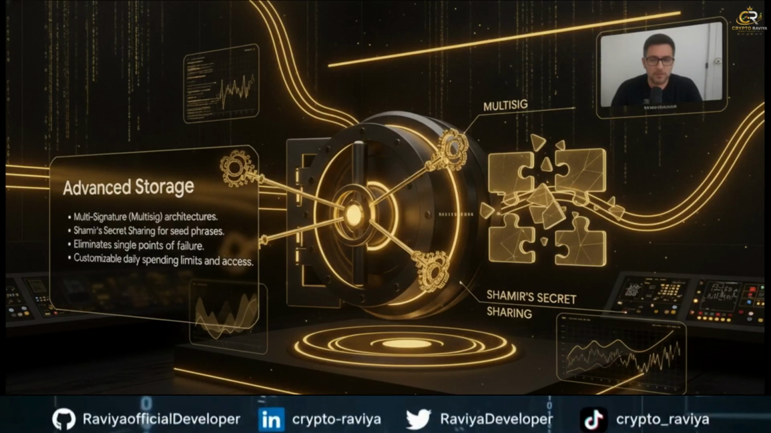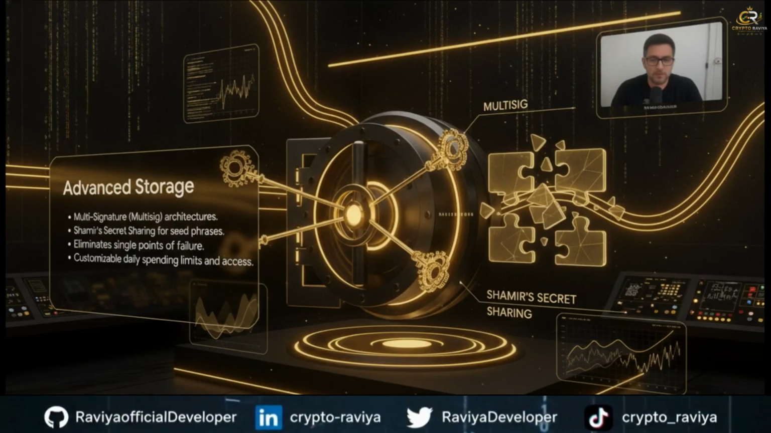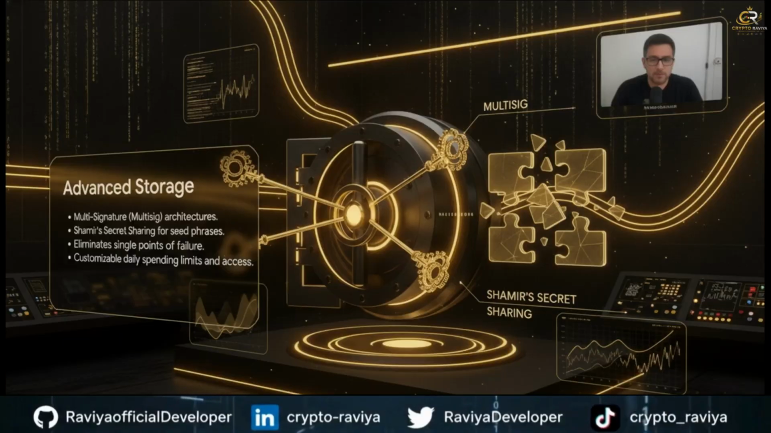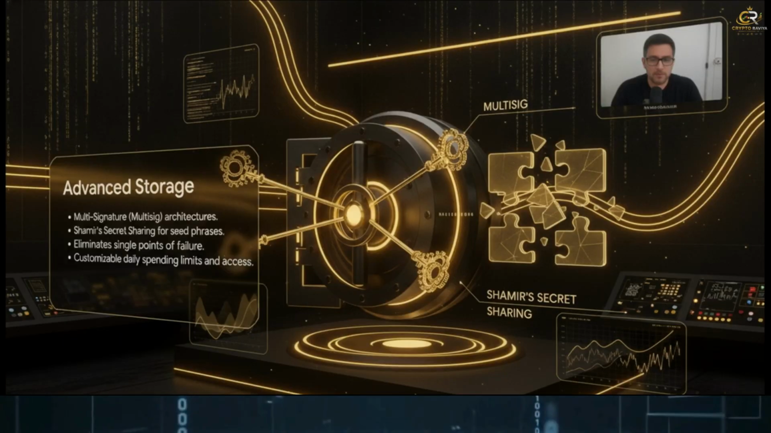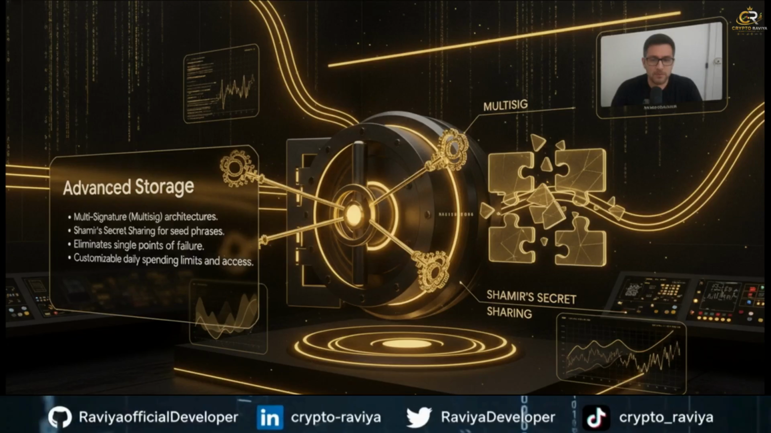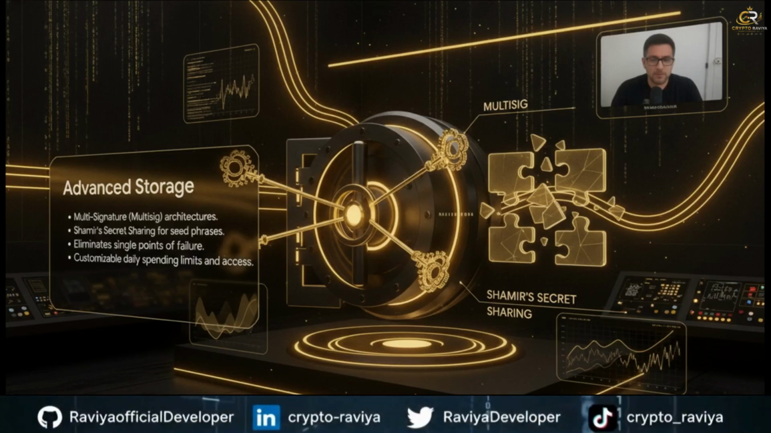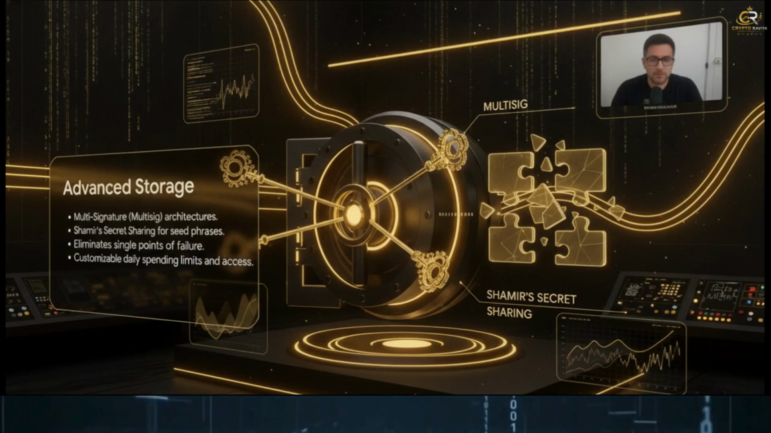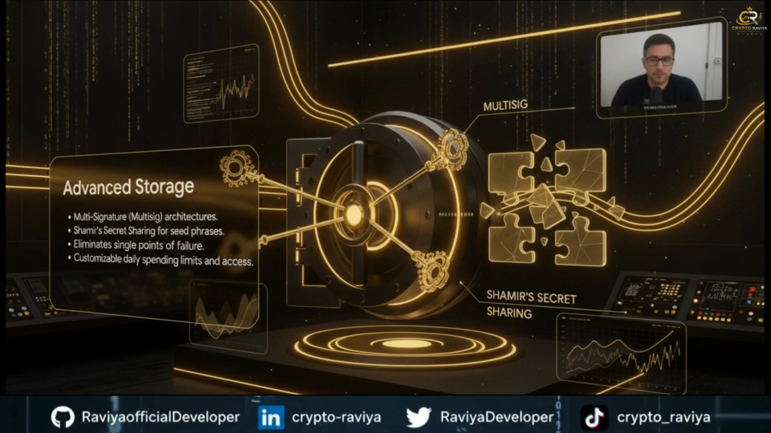On top of that, standards like SLIP039 let us use Shamir's secret sharing to cryptographically split a master seed phrase into multiple shares. When we combine these tools, we eliminate single points of failure entirely. We can even program in cool features like daily spending limits or specialized role-based access.